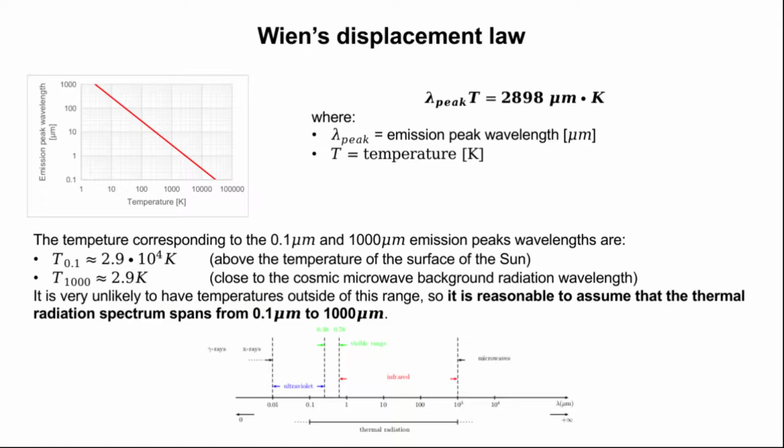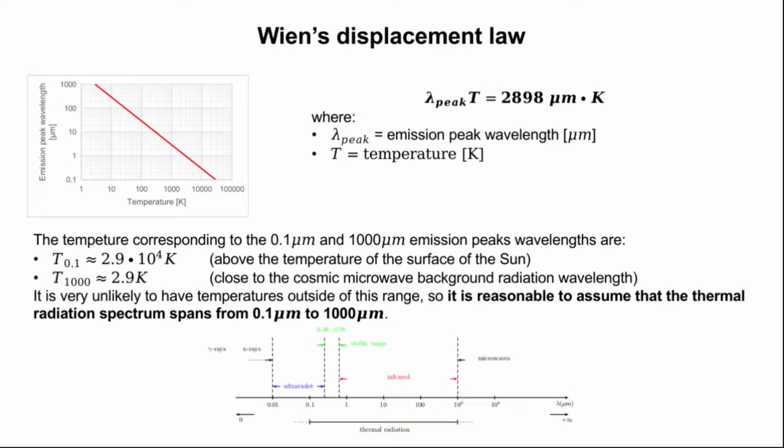To understand why such approximation on the thermal radiation spectrum holds, we can use the Wien's displacement law. This law states that the product between the emission peak wavelength, or the wavelength corresponding to the most intense emission of a body, and the temperature of that body, is constant, and it is equal to 2898 micrometers Kelvin. The range of wavelengths and temperatures involved is shown in the plot.